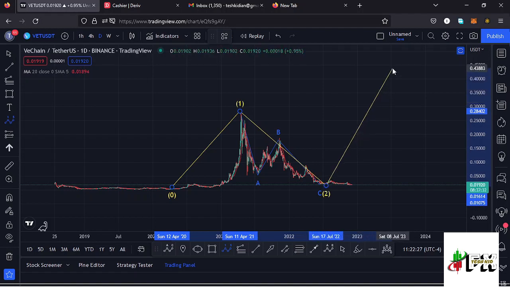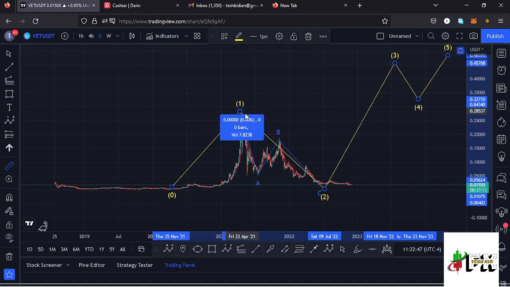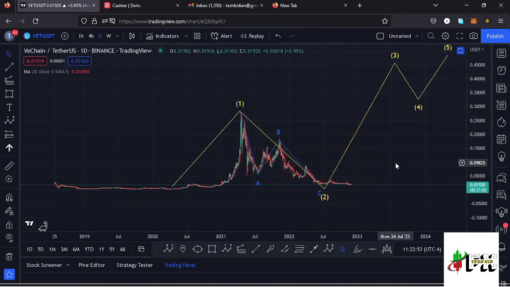Then I'm expecting another movement to the upper side in the formation of that wave 3, then expect a wave 4, and then continue pushing even higher in the formation of that wave 5. For this Elliott wave structure to play out, we need to make a bear market low in the formation of this higher Elliott wave count 2. And there are chances that we might have seen the bear market low, because if I give you a measure from the all-time high, you can see that Vechain is down more than 90%. That means there are chances that we might have seen the bear market low.